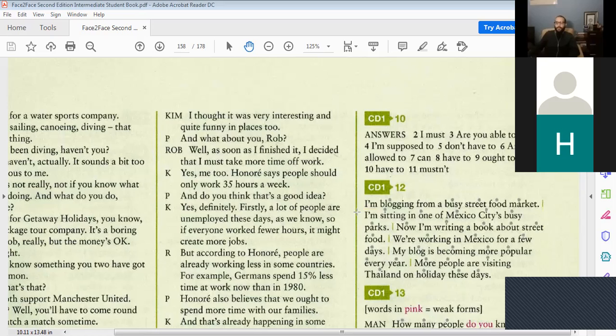I'm blogging from a busy street food market. Okay, Sumaya. I'm blogging from busy street food market. All right. Okay. Let's move to the next one.